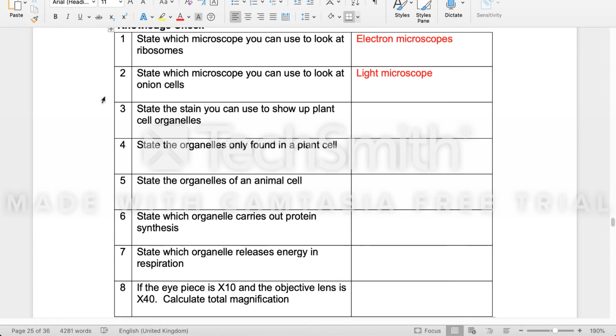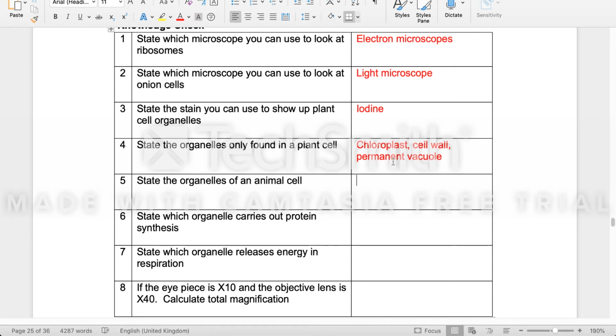Number 3, state the stain that you can use to show up plant cell organelles. Again, this one we would have done in a classroom, but we use iodine in the classroom for staining. Number 4, state the organelles only found in plant cells. There were 3 organelles that are only found in plant cells, not animal cells, and the 3 are the chloroplast, the cell wall, and the permanent vacuole.